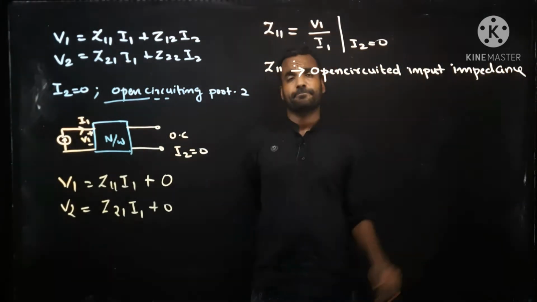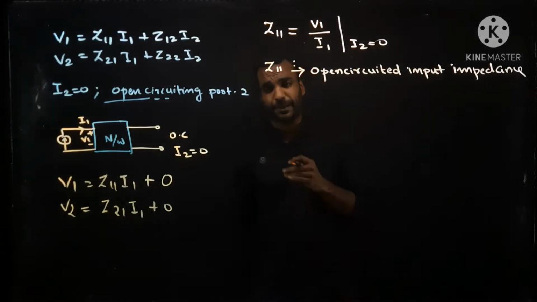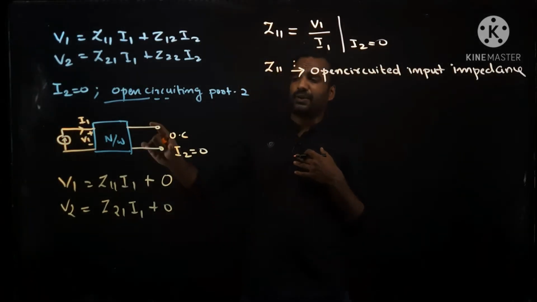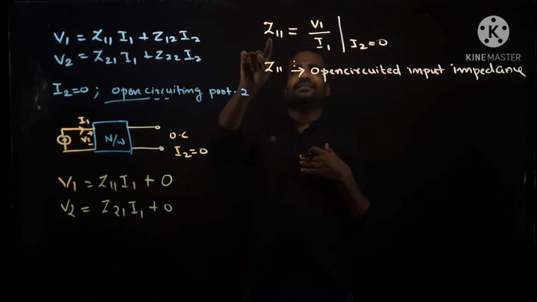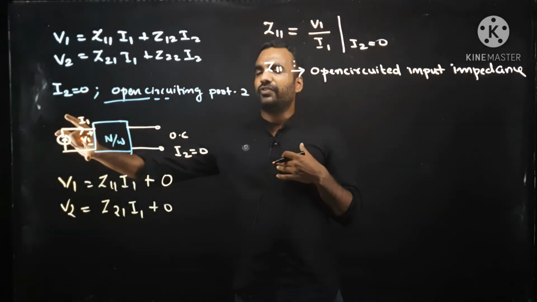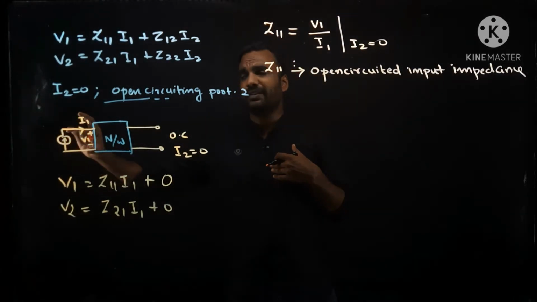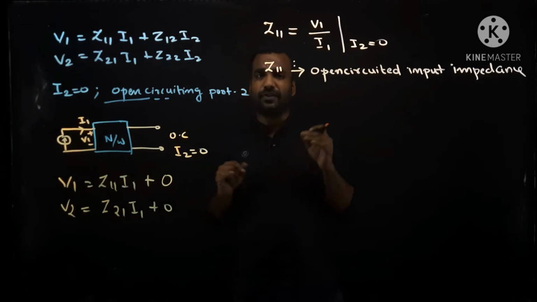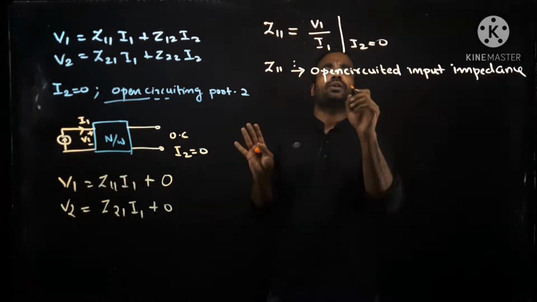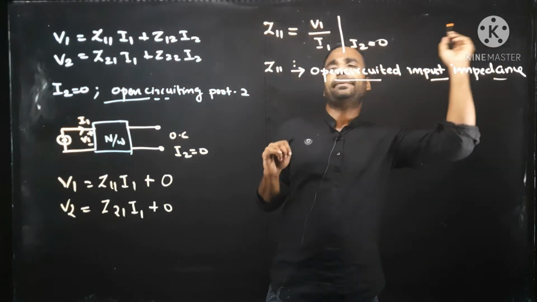Is it okay? Open circuited input impedance, because you open circuited the secondary side, and this is nothing but V1 by I1. Both V1 and I1 are at the input side. So this is the impedance of input side, V1 by I1. That's why we are calling it as open circuited input impedance.